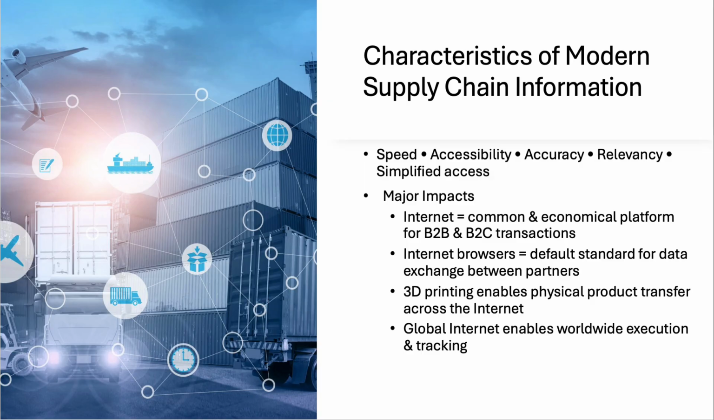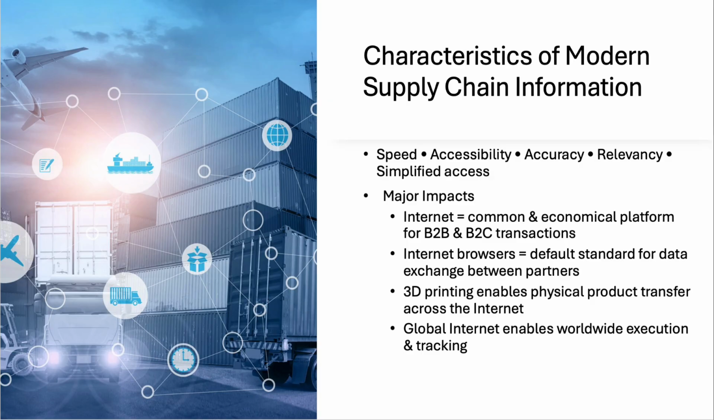Finally, the global Internet allows worldwide execution and tracking. A company can monitor inventory, orders, and shipments across continents. Once information becomes faster, more accessible, and more accurate, the nature of business itself begins to change. That is why we often describe the current period as the digital or information age.